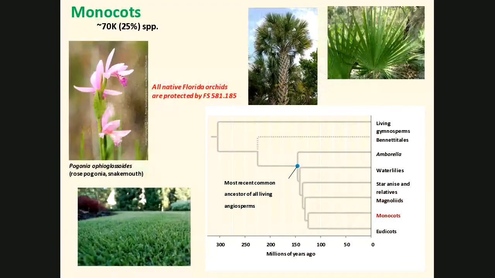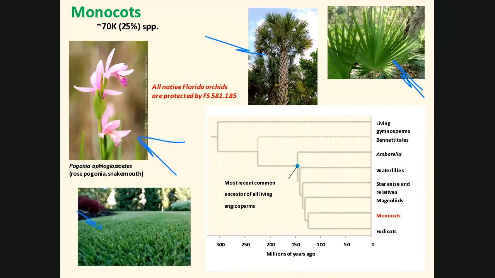Then we've got the monocots with about 70,000 species. About 25% of all species are monocots. Cabbage palm is a monocot. Saw palmetto is a monocot. Think about the leaves again, the parallel venation. Your grass, St. Augustine, is a monocot. Orchids, the rose orchid, is a native Florida orchid.